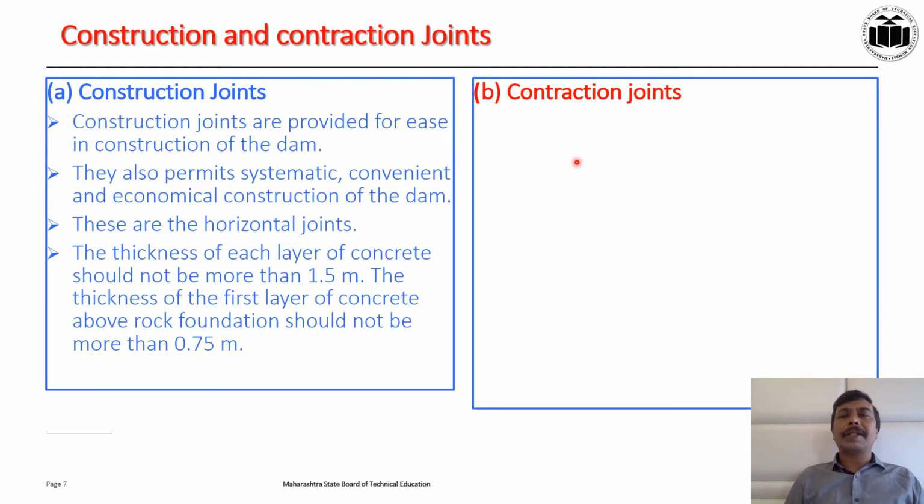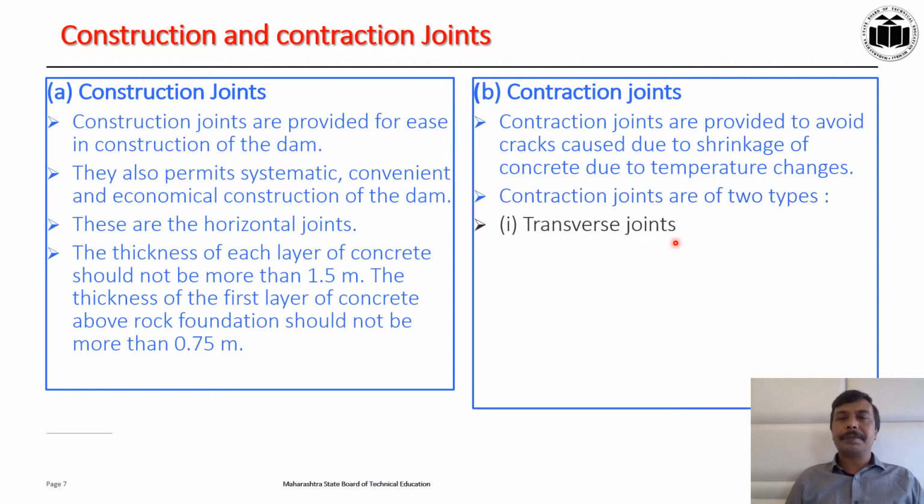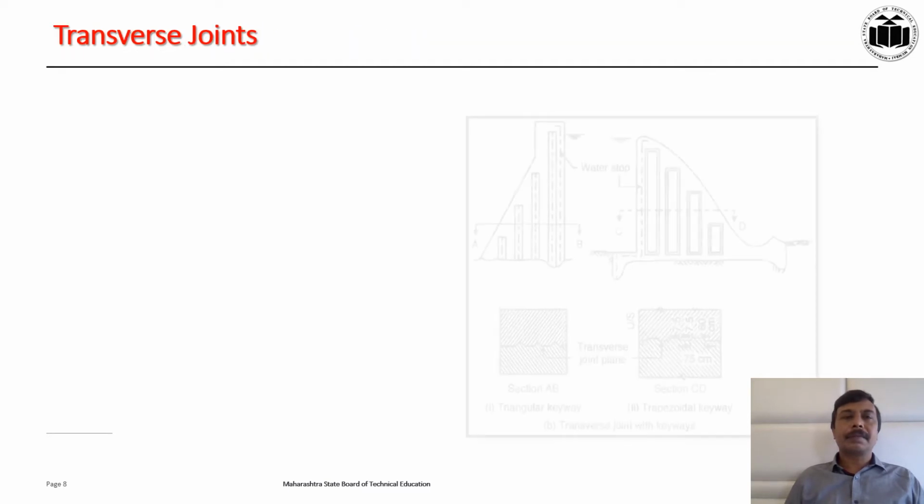Now see the contraction joints. The contraction joints are provided to avoid the cracks caused due to the shrinkage of concrete due to temperature changes. The contraction joints are again divided into two types. First one is the transverse joint and next one is the longitudinal joint. So these are the two types of very important joints provided in the gravity dam.